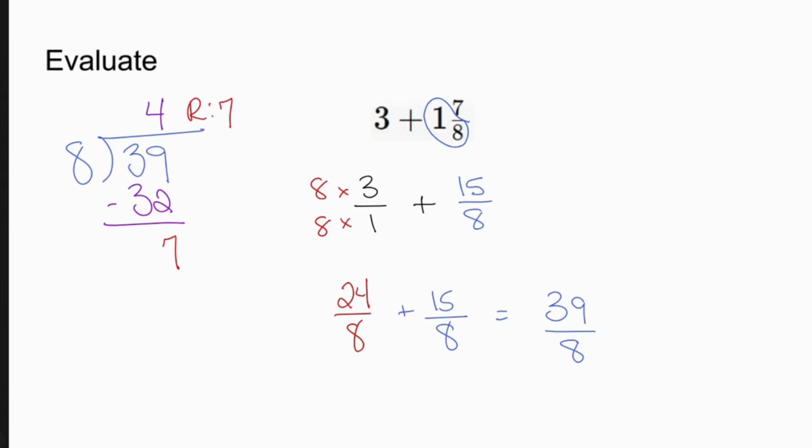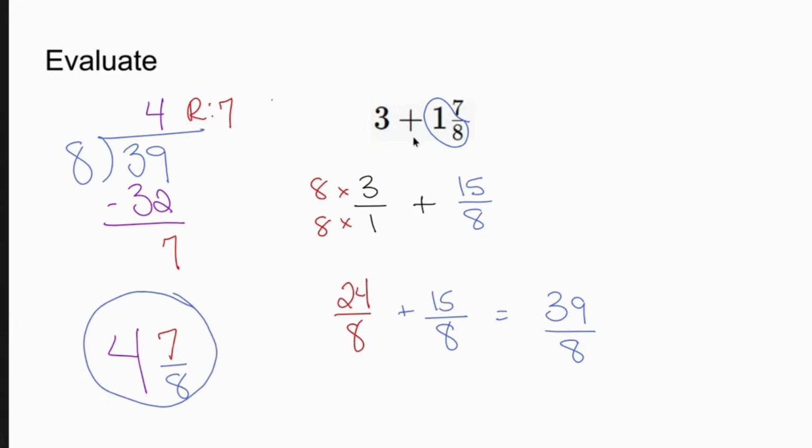So my answer is going to be 4, your quotient, that becomes your whole number. 7, your remainder, becomes your numerator, and 8, your denominator, is still your denominator. So we end up with 4 and 7/8.